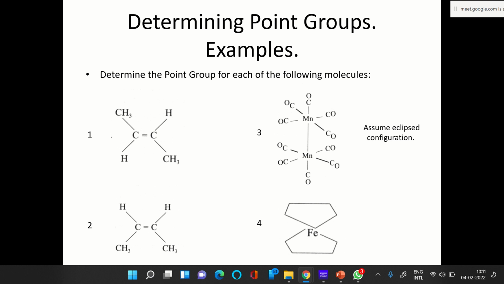So once you are able to do that, you can find the rotation axis, mirror planes and everything. So you have two cases here. This is trans, this is cis. Now you can find what symmetry elements are present in cis and trans. So here again Mn.